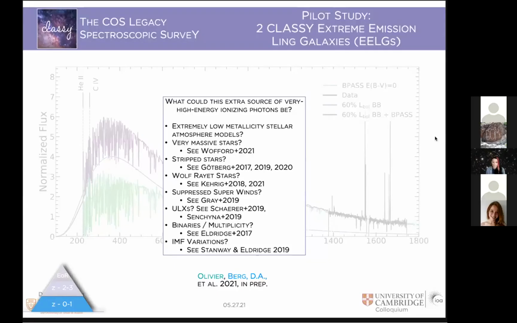So if you have other ideas, I would love to hear them. And of course, we're going to have a suite of 45 galaxies like this to compare to. So it'll be a really strong constraining set.